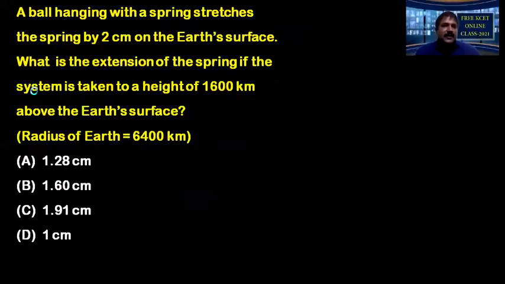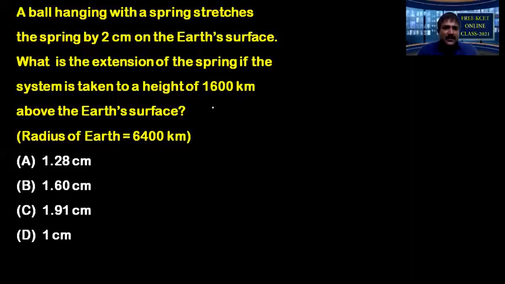Next question is like this. A ball hanging with a spring stretches the spring by 2 centimeter on the surface. What is the extension of the spring if the system is taken to a height 1600 kilometer above the Earth's surface? Radius of the Earth is given as 6400 kilometer. So here also there are two situations.